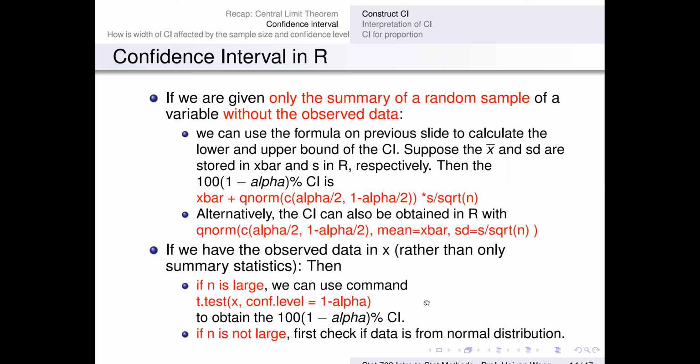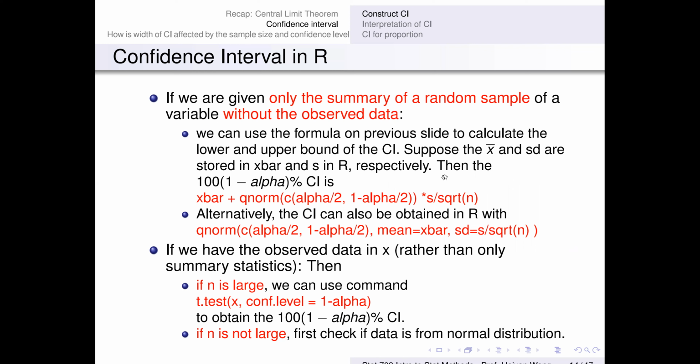Okay, so here's the R code. Suppose you are given the x bar from the data, and you want to give a confidence interval. In that case, this 1 minus alpha confidence interval, you first need to compute what alpha is. For example, for a 95% confidence interval, alpha is 1 minus 0.95, which is 0.05. So you assign alpha equals 1 minus 0.95.